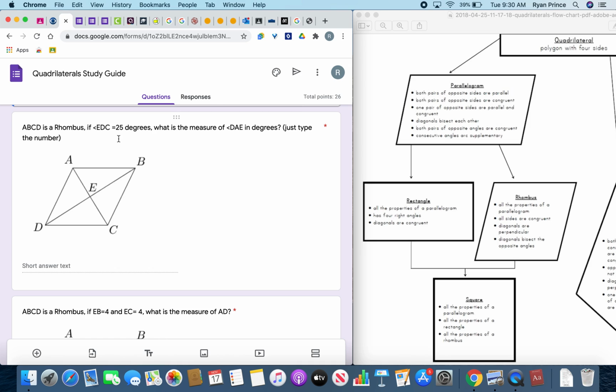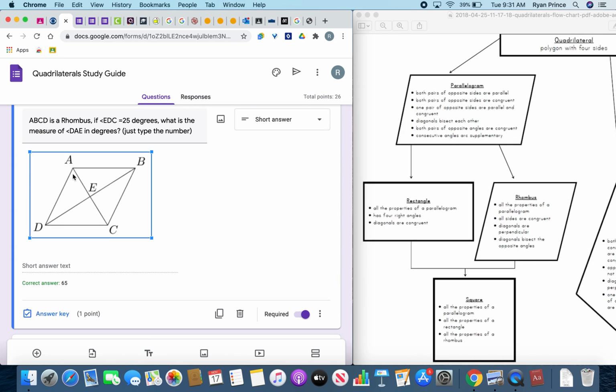Let's see, the same rhombus here. We've got EDC now, 25 degrees. Wants to know what DAE is. Okay, best way to do that. This is 25 degrees, so that means this angle is 25 degrees because these angles are the same. The diagonals bisect the opposite angles. So if they're both 25 degrees, I've got a 25-degree angle here, 90-degree angle there. I can use triangle sum, subtracting both from 180 to get my answer, which is 65 degrees for this angle, because 65 plus 90 plus 25 equals 180.